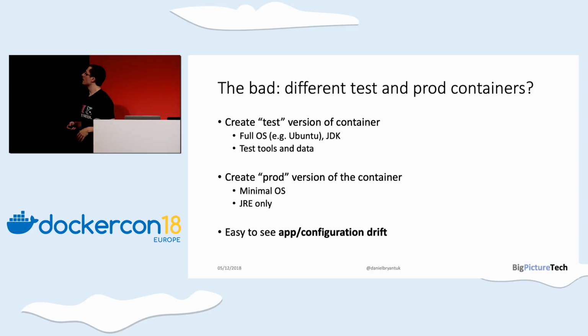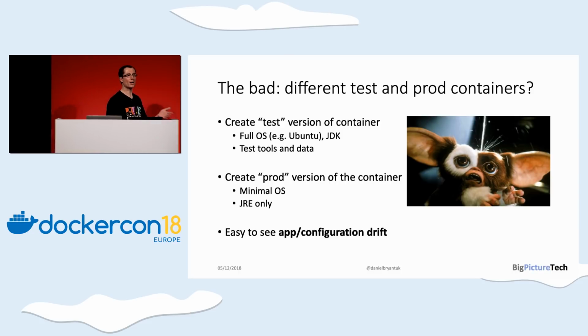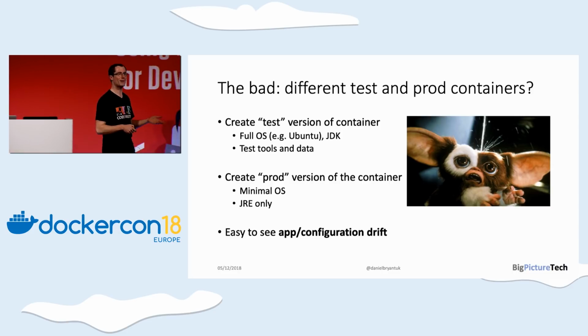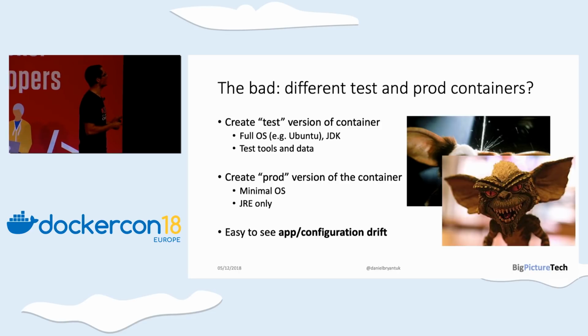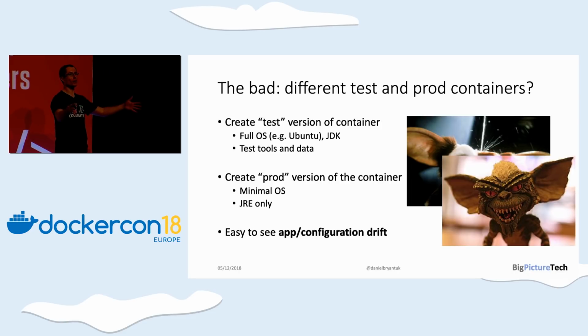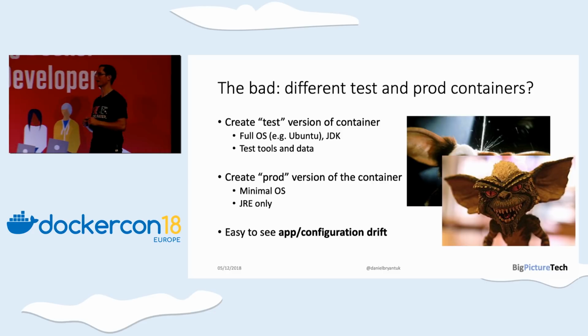It's easy to see app configuration drift as well. You update something in the prod Dockerfile and you forget to update it in the test one, or these kind of things. And I don't know if any people are familiar with the whole Gremlins thing. My childhood, I love Gremlins, yeah? You don't get the gremlins wet. And basically the analogy I think here is if you have these two Dockerfiles, it's very easy to get one wet and it suddenly morphs into a gremlin, yeah? And it's really hard to debug that kind of stuff.